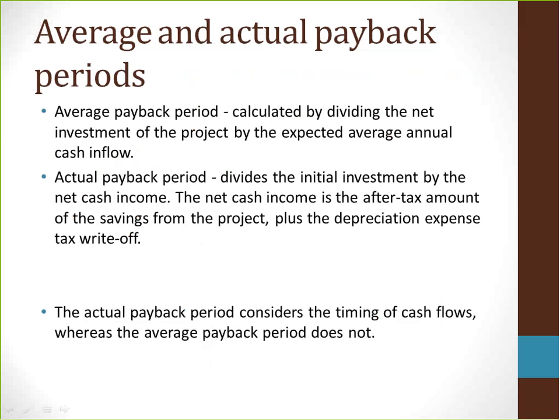The average and actual payback period calculations help the facility manager make a decision about the acceptability of a proposed project. The average payback period is calculated by dividing the net investment of the project by the expected average annual cash inflow. The actual payback period is a similar calculation that divides the initial investment by the net cash income. The net cash income is the after-tax amount of the savings from the project, plus the depreciation expense tax write-off. The actual payback period considers the timing of cash flows, whereas the average payback period does not.